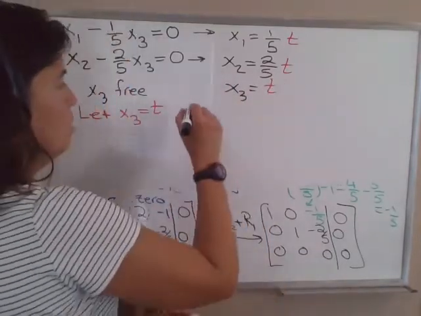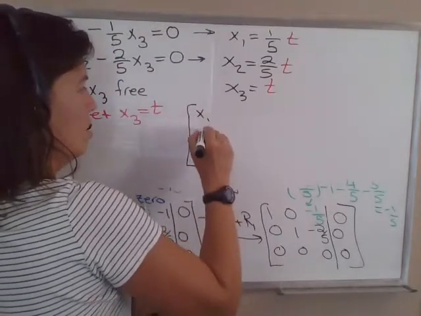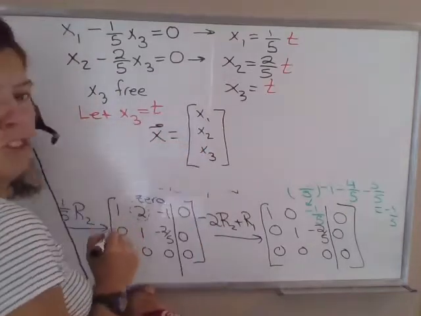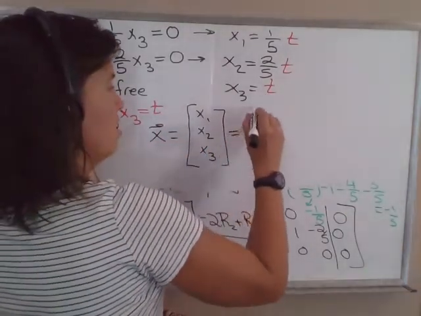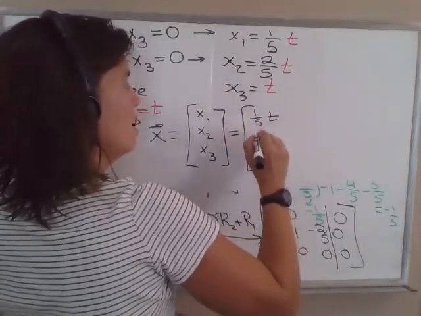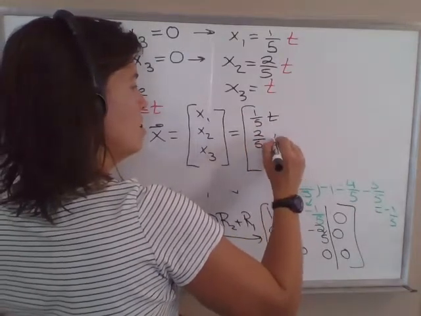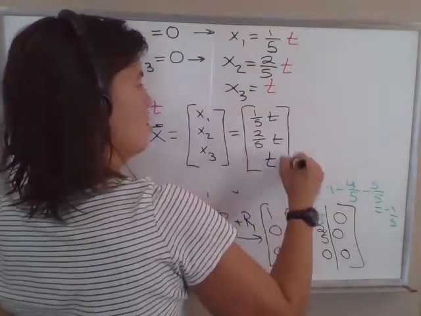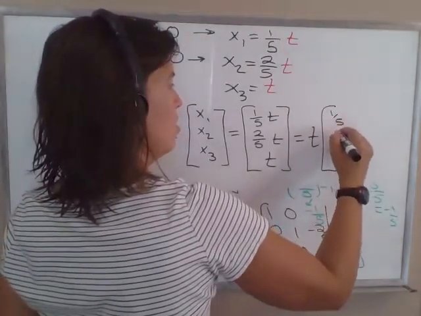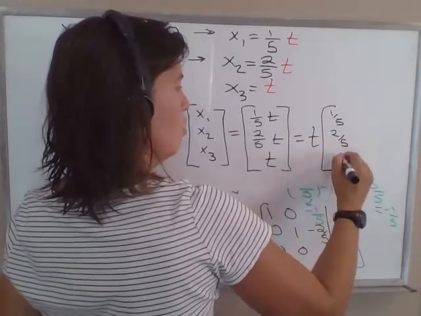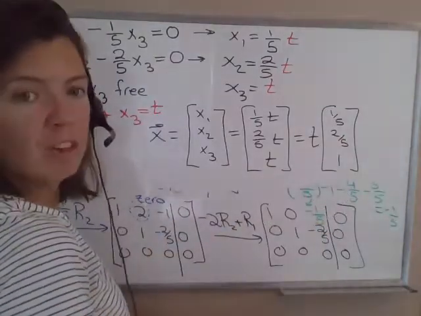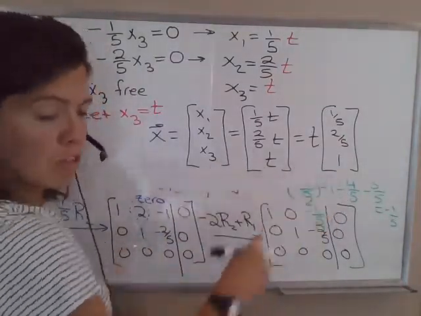So now we can write our solution set, x1, x2, x3, any solution x to that homogeneous system of equations. It looks like this: x1 is equal to 1/5 times t, x2 is equal to 2/5 times t, x3 is just equal to t. So you can factor out that parameter t and write it this way. The solution set in this case is all scalar multiples of the vector 1/5, 2/5, 1. It's all multiples of that vector.